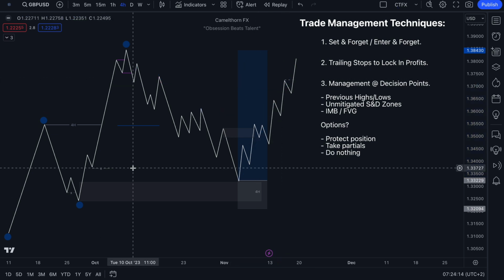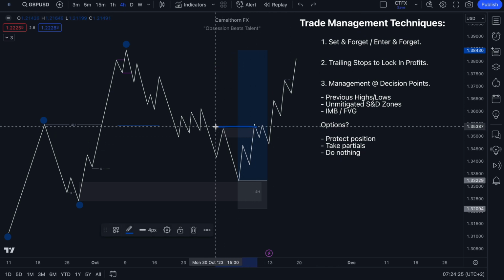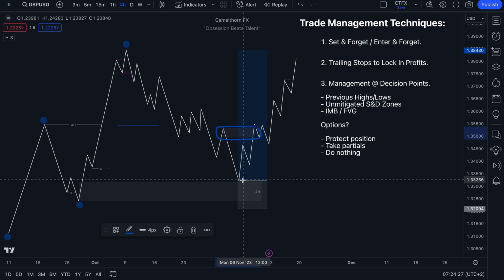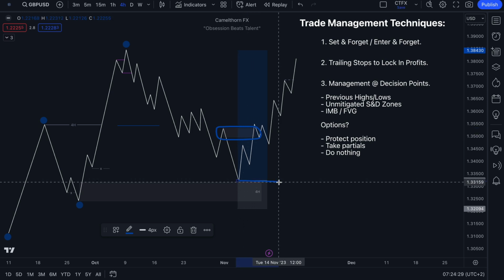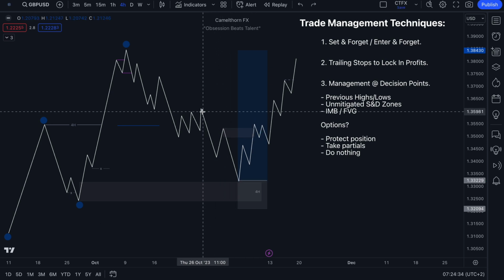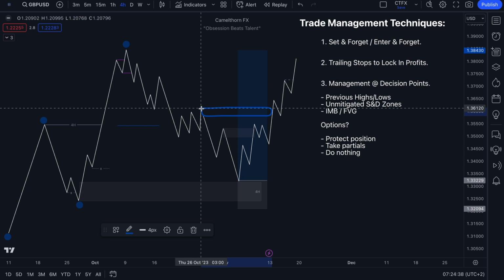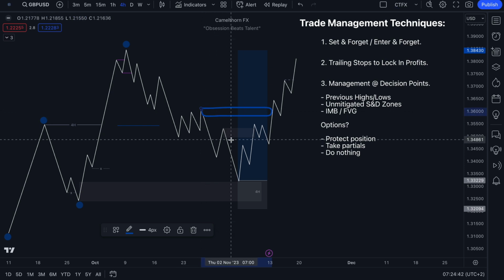And then the third decision that you can make at these decision points is you can simply go ahead and do nothing. Let's just say, for example, that at the first decision point in here, you have either moved your stops to break even or you have taken off a few partials. By the time price action comes in to interact with the second decision point in here, you don't need to do anything, right?